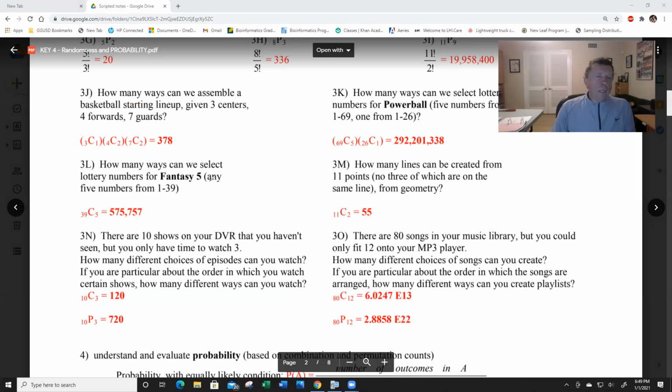And then L, how many ways can we select lottery numbers for Fantasy 5? Any 5 numbers from 1 to 39. Easy. 39 choose 5. And there you go. And again, doing your calculator, that's fine.